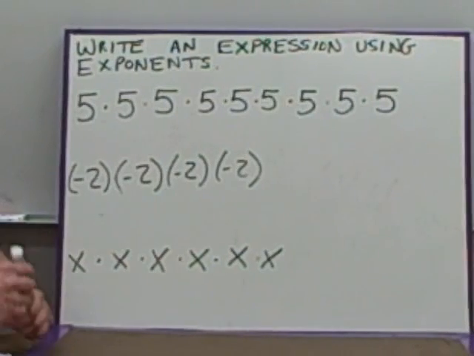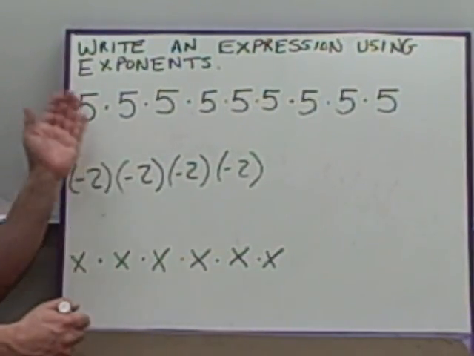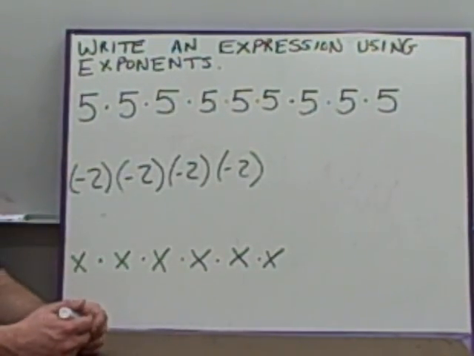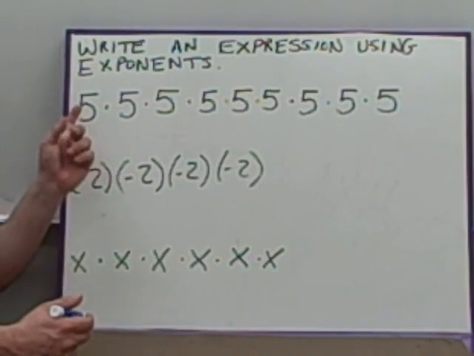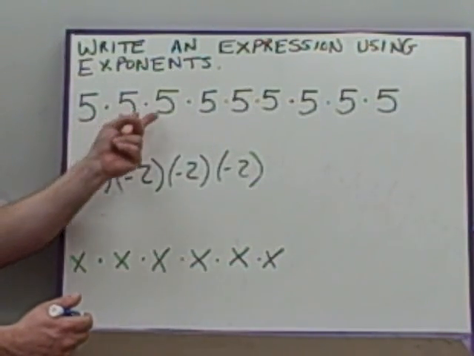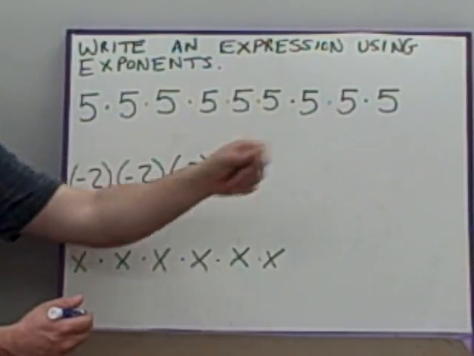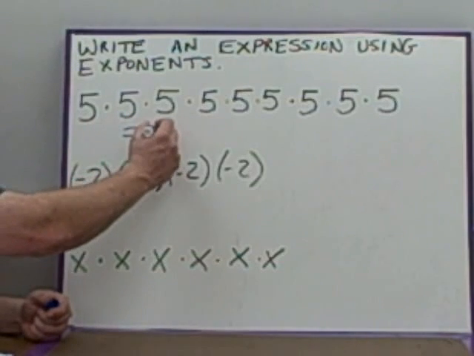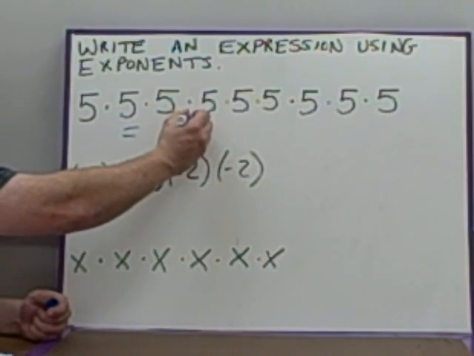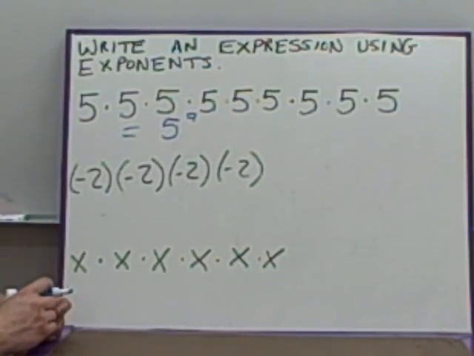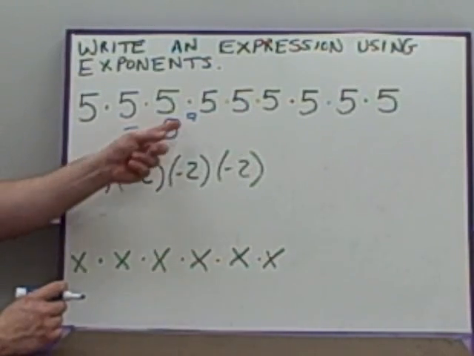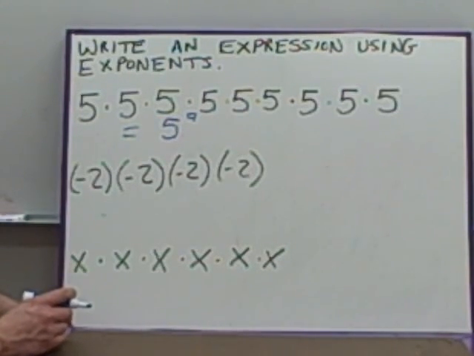Here we're asked to write an expression using exponents. Looking at this one here, to write it with exponents, we count how many times the 5 is being multiplied there. 1, 2, 3, 4, 5, 6, 7, 8, 9. So this is equal to 5 to the 9th power. That's how I write it using exponents.